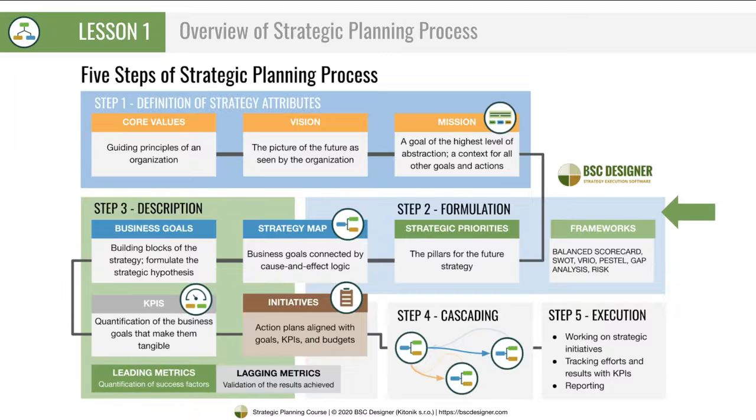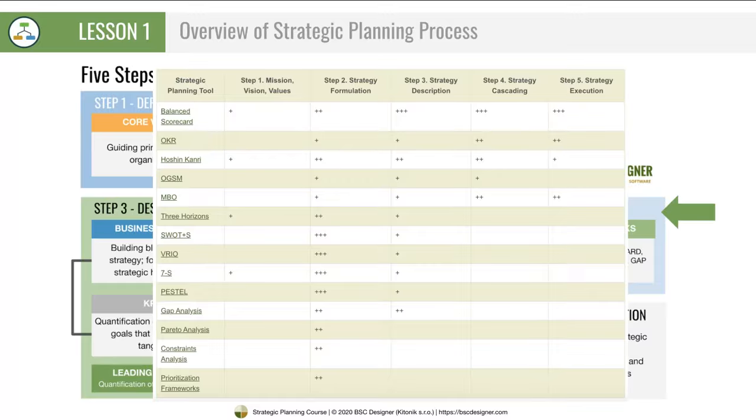Step 2, formulation. In step 2, we formulate the strategy. What ideas are converted into something more specific, into some specific hypothesis. That's where we'll use various frameworks for strategic planning. In this step, we'll briefly discuss all those frameworks using this comparative table.